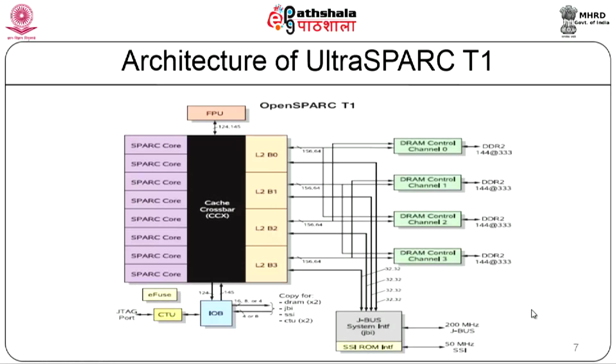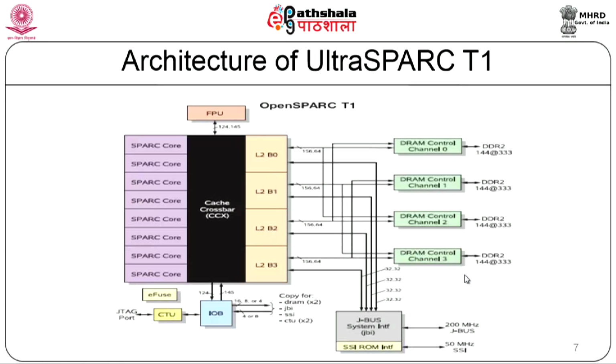As I told you initially, this was designed as a server to handle multi-threaded applications. Each of these SPARC cores supports 4 threads of execution, and with 8 cores you can have support for 32 threads. The basic idea was to have zero cycle thread switching.